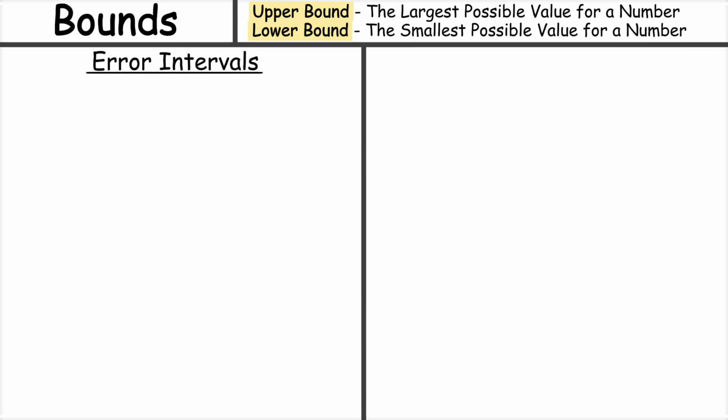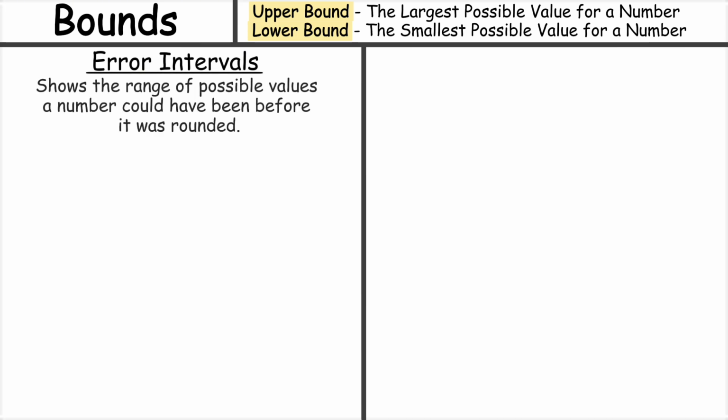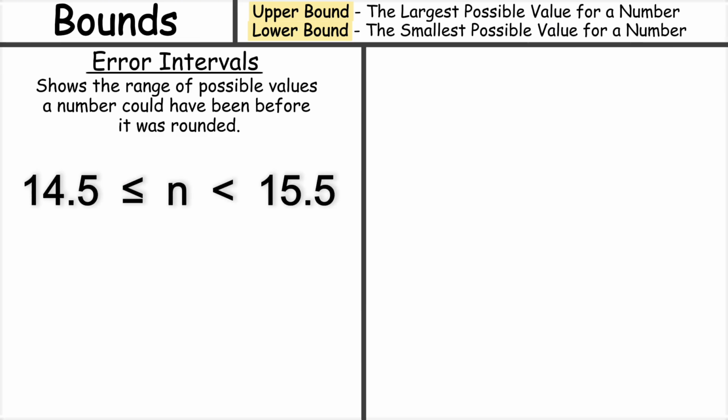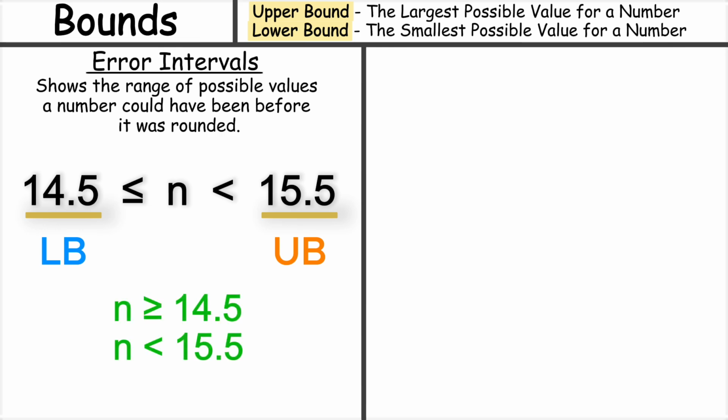Bounds can also be represented with error intervals. An error interval is a way of showing the range of possible values a number could have been before it was rounded. Here's an example of an error interval. The number on the left, in this case 14.5, represents the lower bound, and the number on the right, in this case 15.5, represents the upper bound. For this example, the error interval shows that the number is greater than or equal to 14.5, but less than 15.5.